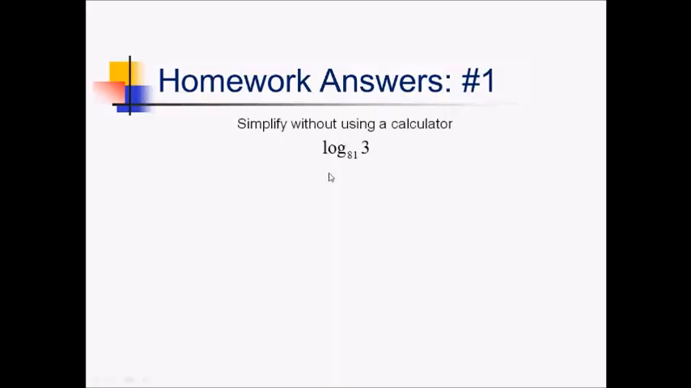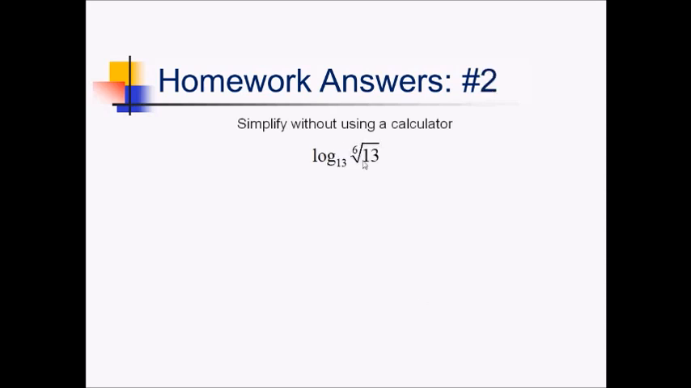For this problem, we want to take log base 81 of 3. We're asking, what do I need to raise 81 to in order to get 3? And since 3 is smaller than 81, we're going to have to raise 81 to a fractional exponent. So which root of 81 is going to give us 3? Well, that would be the fourth root. So this is going to be the 1/4 power. So then log base 81 of 3 is 1 over 4.